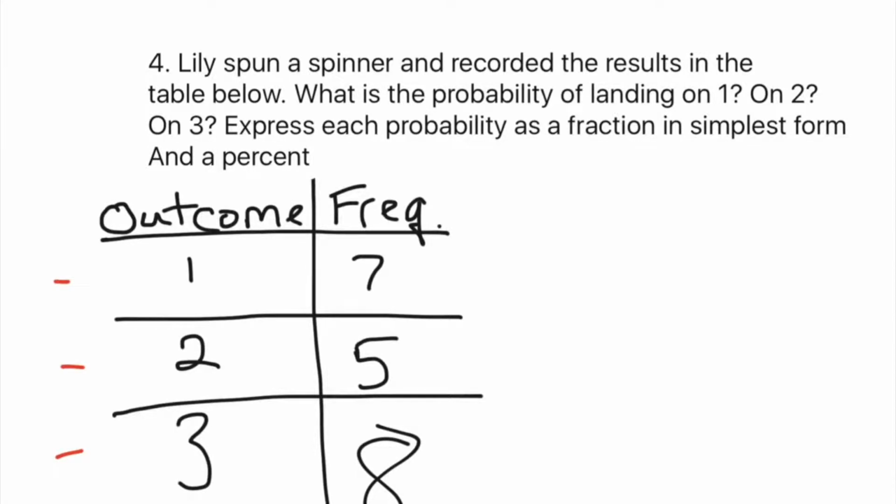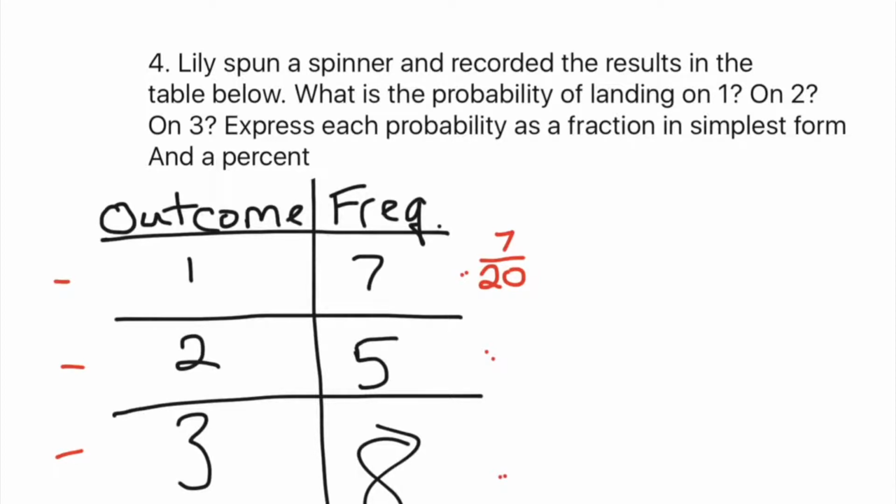And on the right is the frequency. So she got a 1 7 times, a 2 5 times, and a 3 8 times. So that means she spun the spinner a total of 7 plus 5 plus 8, or 20 times. So 20 is going to be our denominator. So the probability of getting a 1 is 7 out of 20.